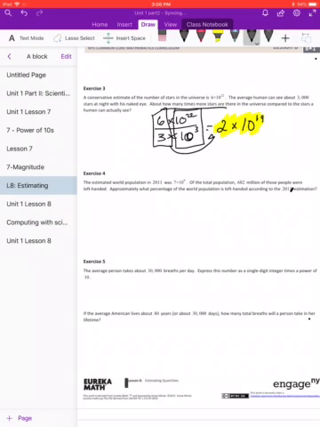Exercise 4. The estimated world population is 7 times 10 to the 9th. Of the total, 682 million of those people were left-handed. Approximately what percentage of the world population is left-handed? Well, percentage is always out of 100, part to the whole. So I'm going to take this number, 682 million, and it says approximately, so I'm going to round that to 700 million, which would equal 7 times 10 to the 8th power. Because 10 to the 6th power is a million, so 7 million, and I need 700 million. I have to add those two zeros here.